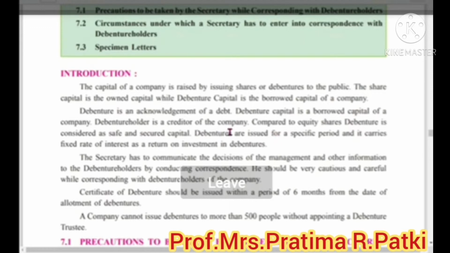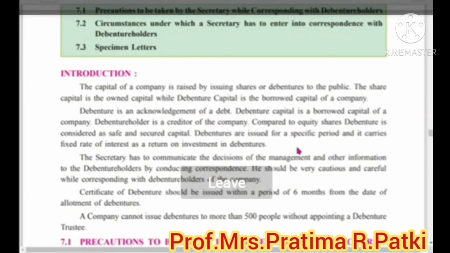Reason over here, debentures are issued for a specific period. Okay, so a limited period of time. After the time period is over, the company pays off the debenture holders. It carries a fixed rate of interest as a return on investment in debentures. Now, debenture holders get interest on debentures. Right? So it is an income giving document for the investor. Whereas for shares, the income is dividend and it is fluctuating depending upon the profit made by the company.